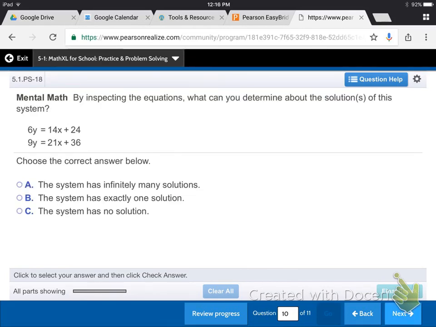Okay, boys and girls, I'm going to do one more with you just to help you out. I hope that you'll be getting the hang of this. We have two equations here. It's a system, and it says by inspecting, what can you determine about the solutions? So let's figure it out. We're going to split our space into two sections and try to tackle it that way.